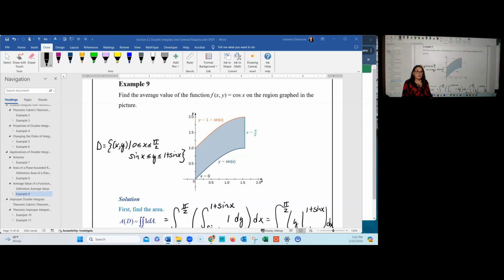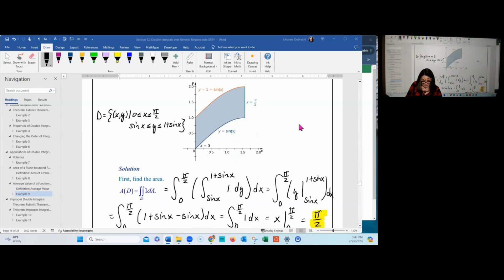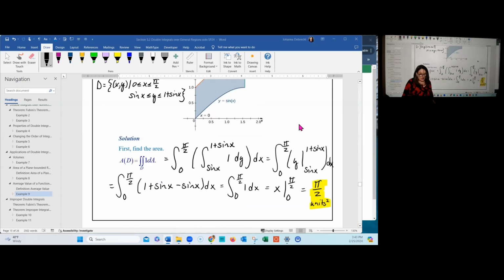We don't actually need the function of two independent variables, cosine of x, to find the area. To find area, we set the integrand to be 1. In this case, we're working it as a type 1 problem. And when we find the area, we're going to integrate on the outside from 0 to pi over 2 with respect to x, and on the inside from sine of x to 1 plus sine of x of 1 dy.